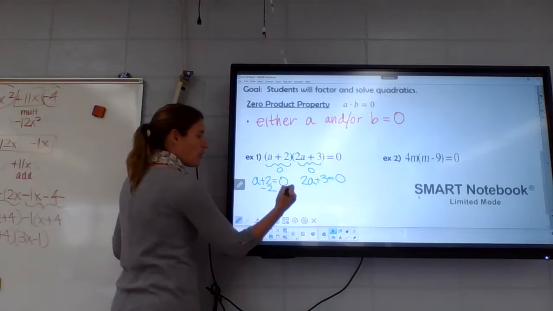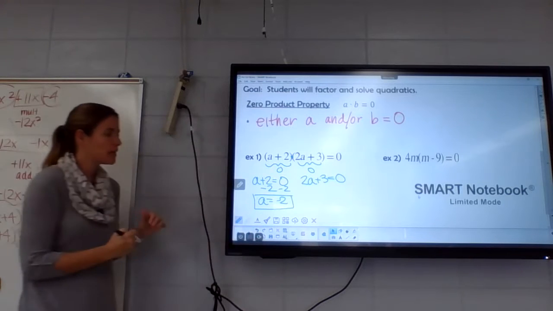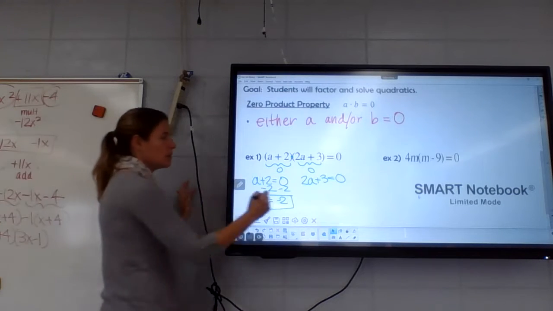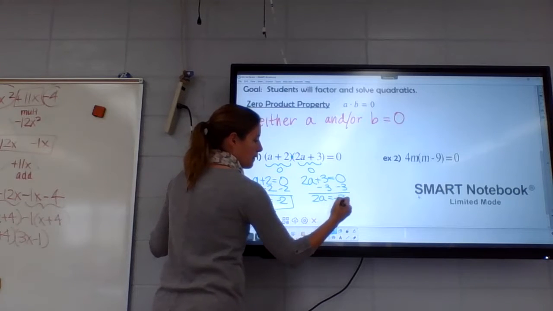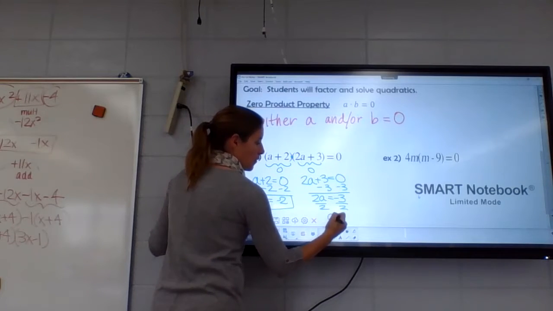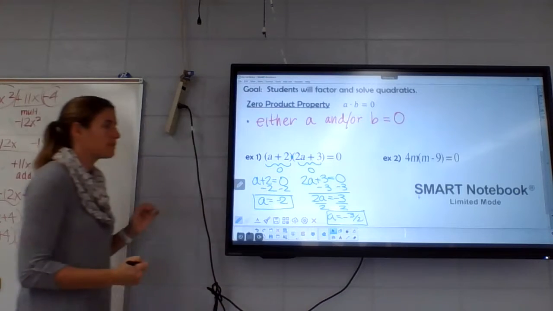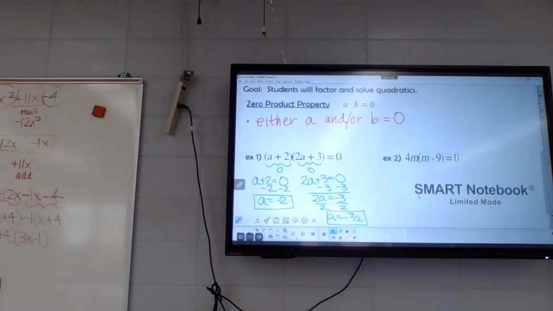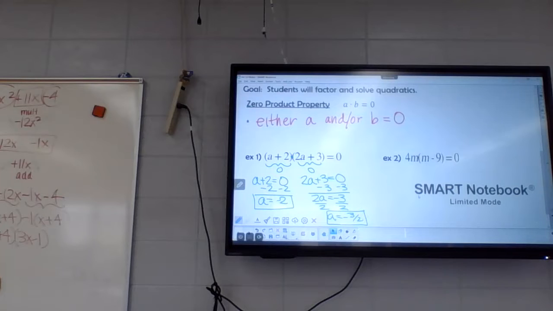So we move this 2 over. So we find out a could be -2. Or also a -3/2. So two pretty simple equations that I need to solve once they're in that factored form.